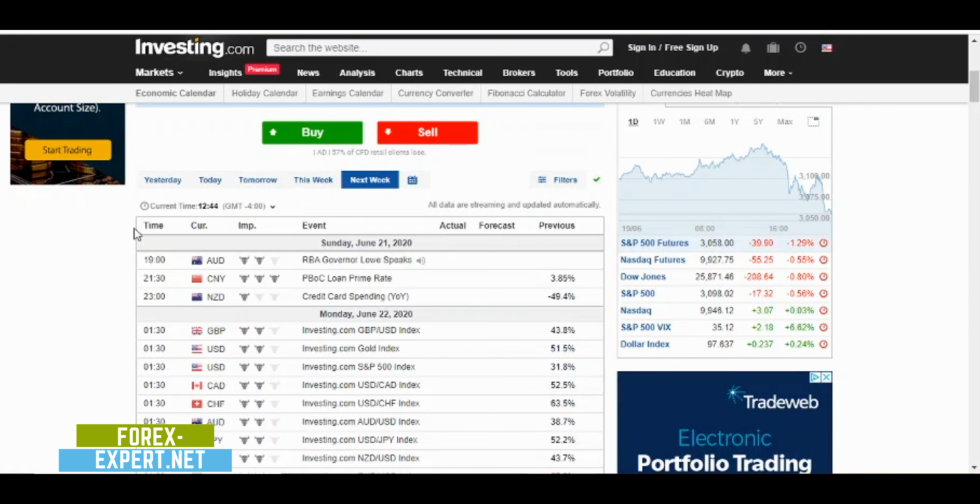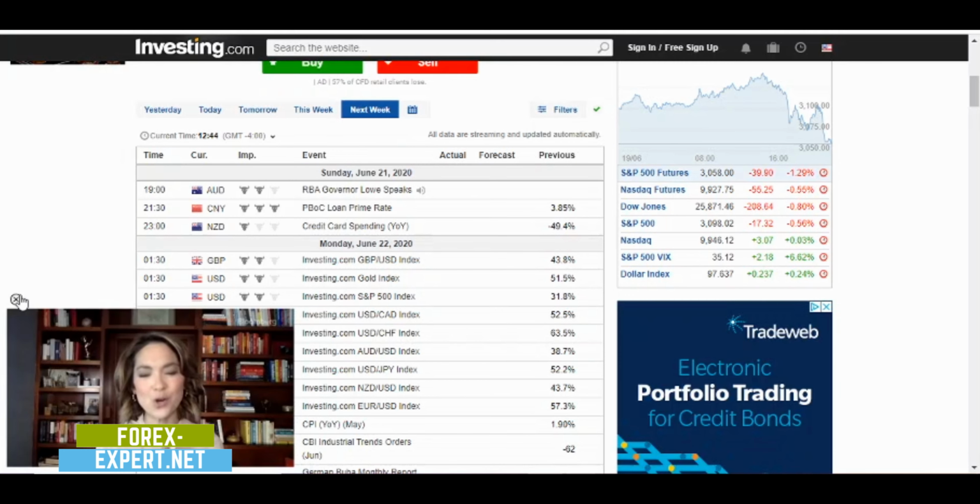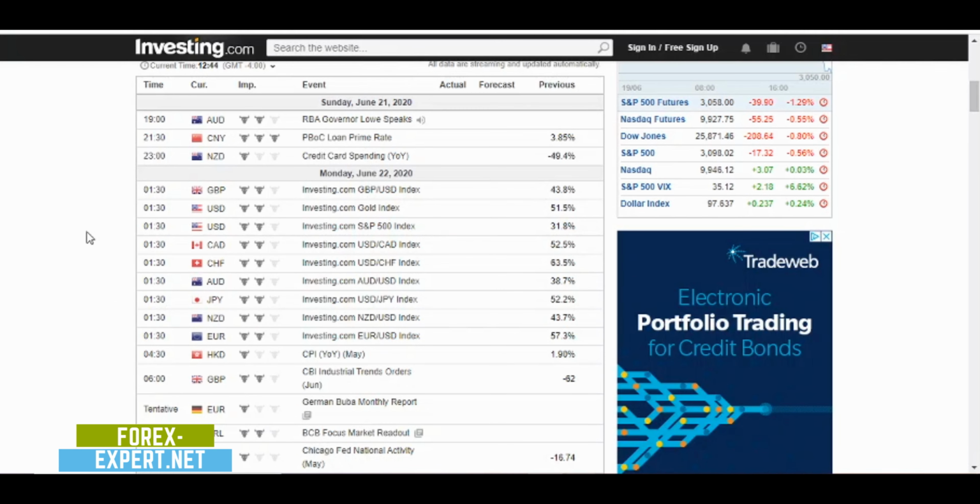Okay, let's go here on next week. So let's suppose you want to trade on Monday. You won't find the balance, but you will see these bulls ahead next to the flag. So supposing you are going to trade the USD pairs, look at the bulls next to the flag. When you have 2 bulls, it means that moderate volatility is expected. 1 is very low and 3 is high volatility.